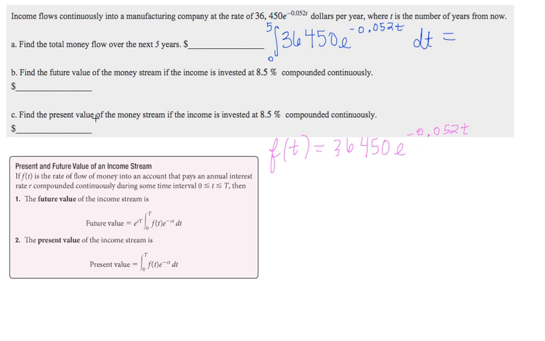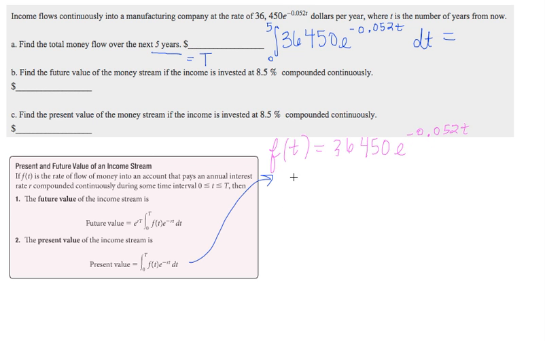Okay, let's see now. We want to find both future value and present value. I'm actually going to find present value first because it'll make the problem slightly easier. Capital T is the total time interval that you're looking at. This problem doesn't explicitly say it, but we're just going to use 5 years. It says it in Part A, and it's implied that that's what you're dealing with in Parts B and C. So we're going to let capital T equal 5, and then let's set up the integral from here.